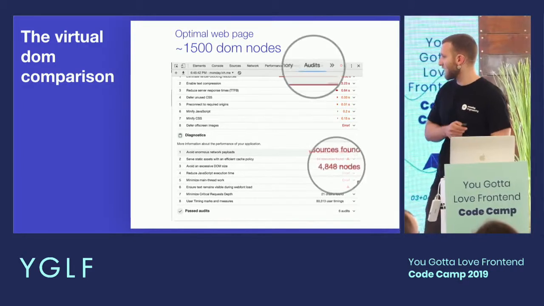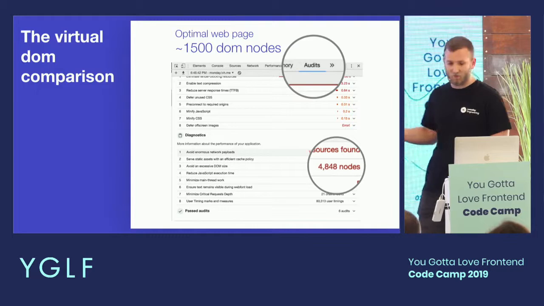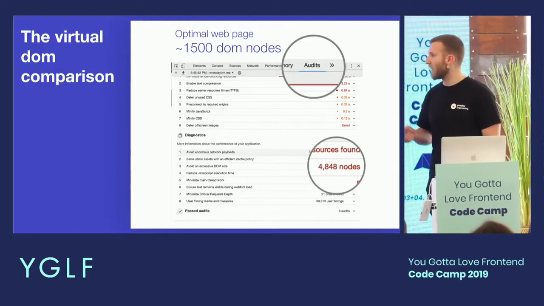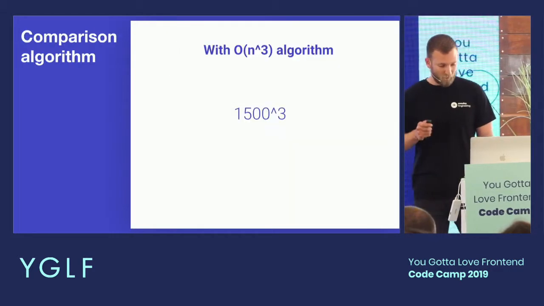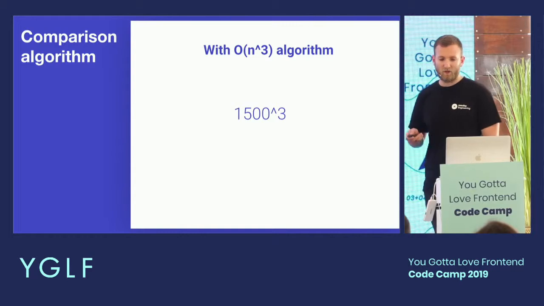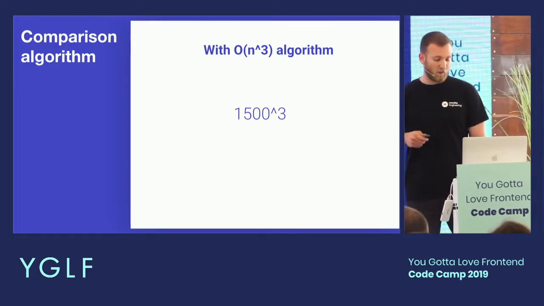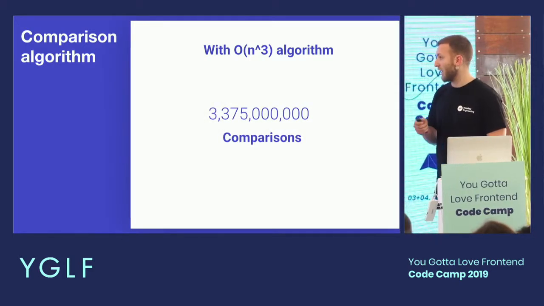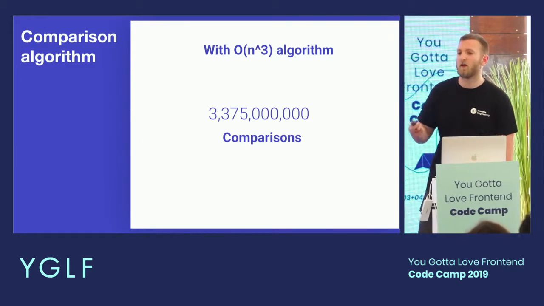For example, we scanned a regular page in Monday, and we saw that we have 5,000 DOM nodes. And we saw that an optimal page contains only 1,500 DOM nodes. So if we calculate all together, we saw that if we are using the naive algorithm, we will find that we have around 3 billion comparisons. It's a lot, and we need to find a way to reduce it.